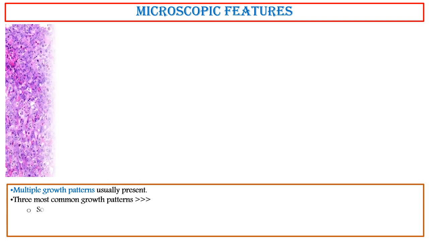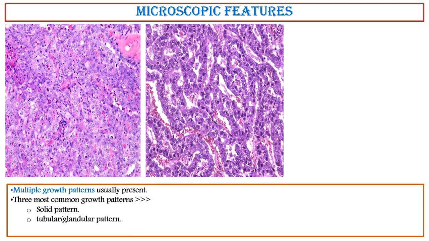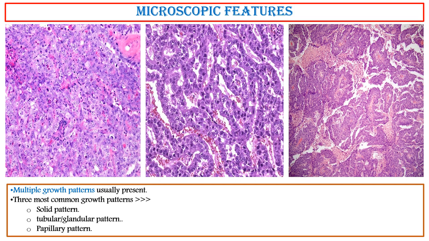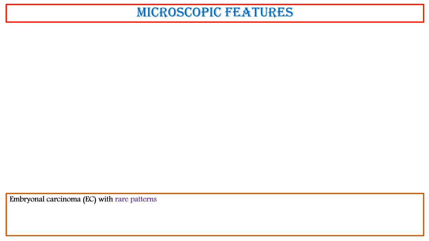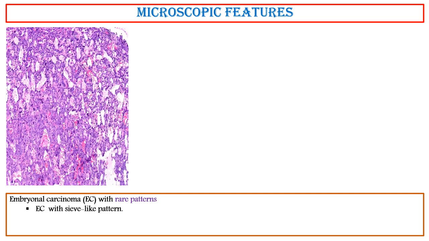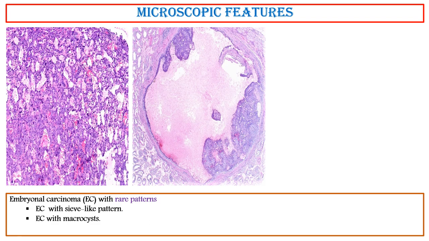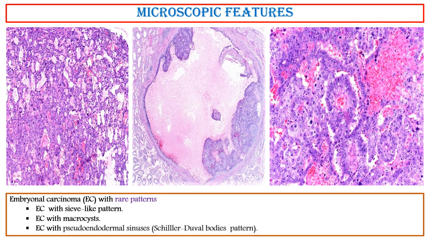Microscopic features. Multiple growth patterns are usually present. The three most common growth patterns include solid pattern, tubular glandular pattern, and papillary pattern. Embryonal carcinoma with rare patterns. Embryonal carcinoma with sieve-like pattern. Embryonal carcinoma with macrocysts. Embryonal carcinoma with pseudoendodermal sinuses.